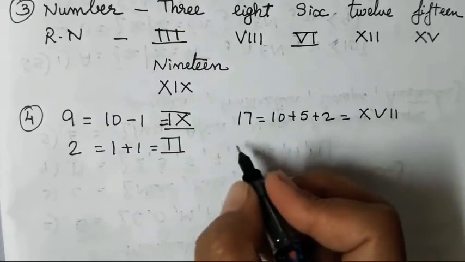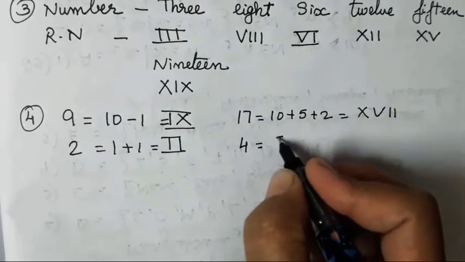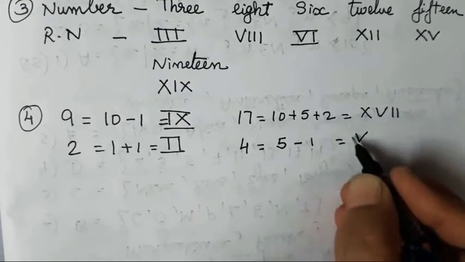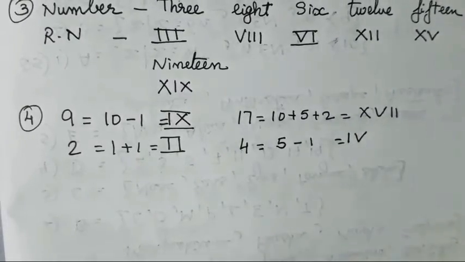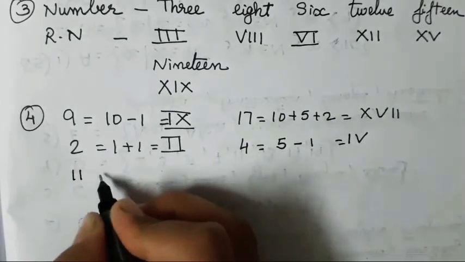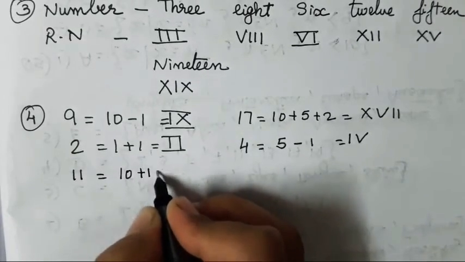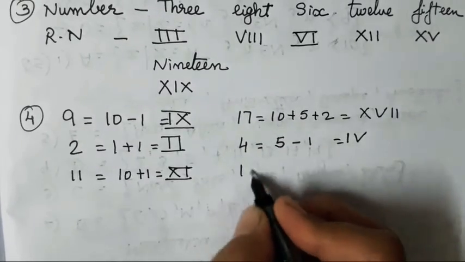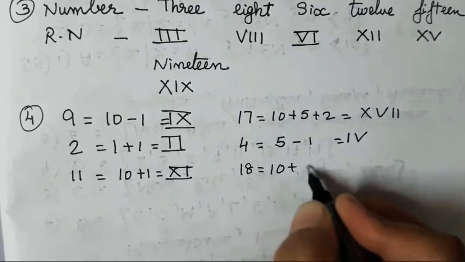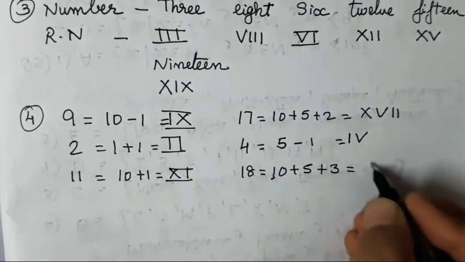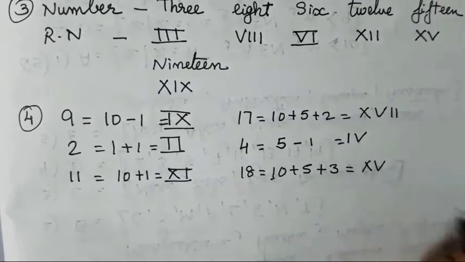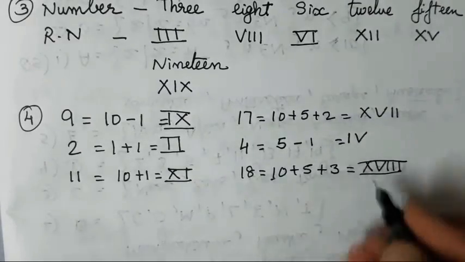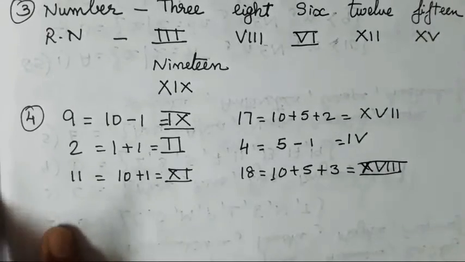Okay, learn to break the numbers, children. 4 means 5 minus 1. So first we have to write 5, and minus 1 means you have to place your I over here. Next is 11. That is 10 plus 1. 10 means X and 1 means I. 18 means 10 plus 5 plus 3. So 10 means X, 5 in this way, and 3, 1, 2, 3. Alright, so in this form you have to complete your fourth question.